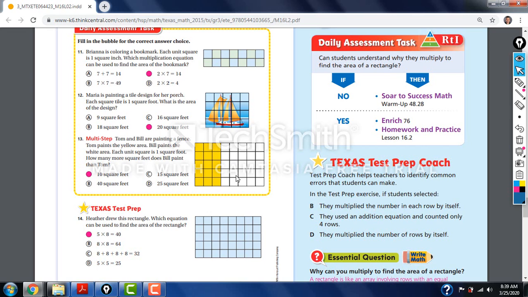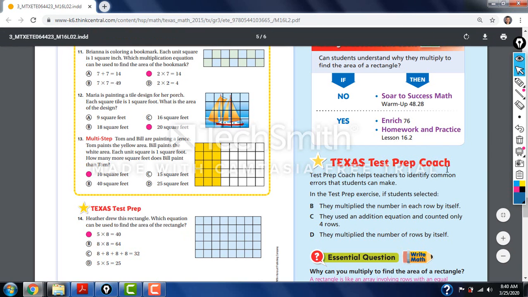Bill painted this area. So get the area of this, subtract it from the area of this, and you get 10. Okay, does everyone understand that one? So it's 1, 2, 3, 4, 5. 1, 2, 3, 4, 5. The area is 25. This one's 1, 2, 3. Sorry, 1, 2, 3. 1, 2, 3, 4, 5. 1, 2, 3. It's 15. 25 minus 15. That gives you 10. Nice work. Good job.